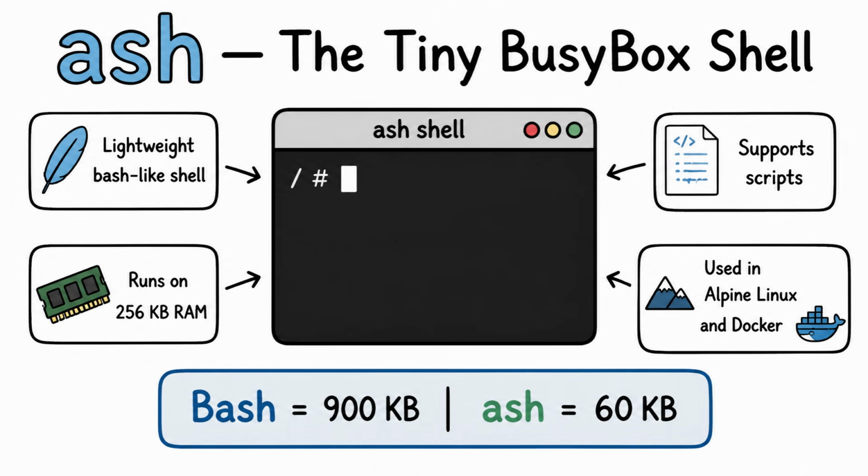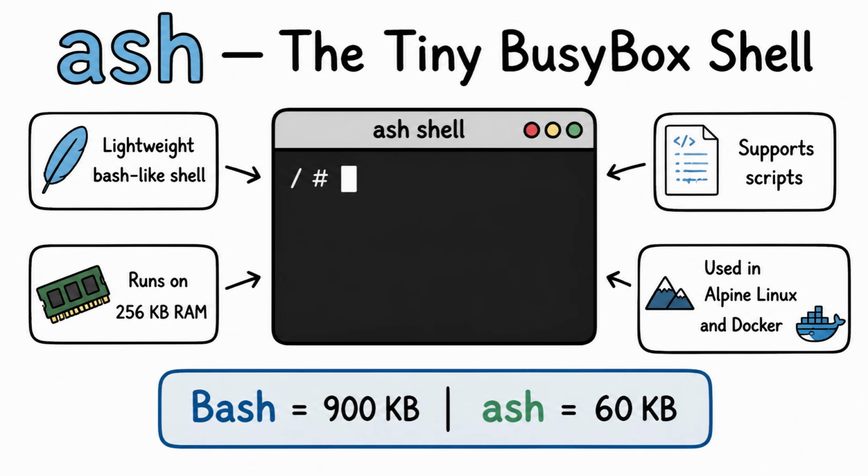Let's talk about Ash, the Busybox shell. On your laptop, you probably use Bash, the Bourne-again shell. Bash is great, it's feature-rich, but it's also about 900 kilobytes in size. Busybox includes its own shell called Ash, and it's only around 60 kilobytes.